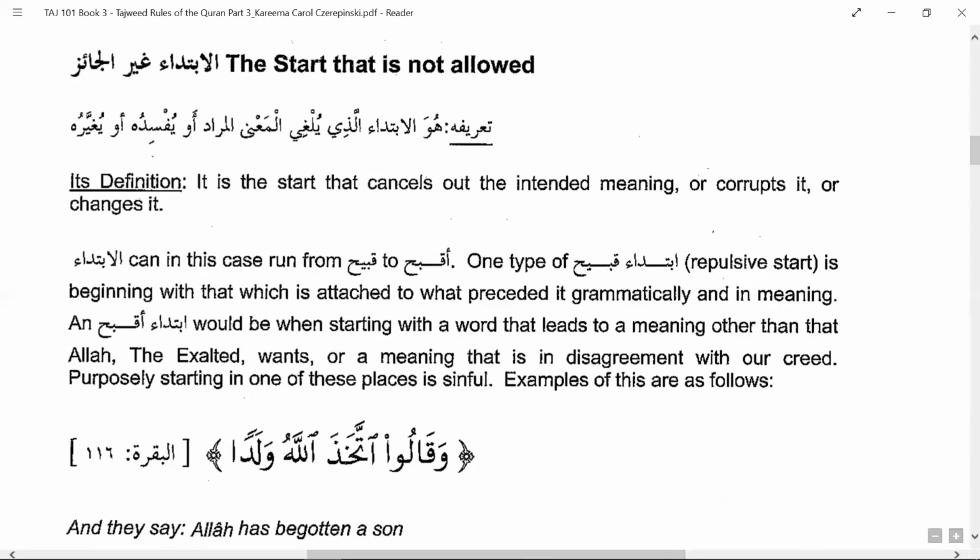And the other is ibtida aqbah. Aqbah, the most repulsive, is when you start with a word wherein the meaning will completely change. This is what I was mentioning initially, that either you're starting at something which is attached to the previous ayah, or something that is not attached to the previous ayah, and when you attach it with the previous words, not only ayah but the previous words, it will lead to a meaning other than what Allah subhanahu wa ta'ala has intended, or a meaning that is in disagreement or contradictory with our aqidah. So purposely starting in one of these places is sinful.